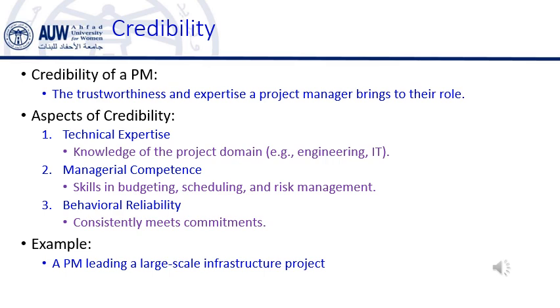Example: if a delay occurs in a project, a credible PM will communicate openly with stakeholders about the reasons for the delay and the actions being taken to get the project back on track. This honesty helps to maintain trust and avoid frustration from stakeholders. This ties back to our earlier discussions on communication and team management. A PM with integrity fosters a positive, productive environment where everyone feels confident in the direction of the project.